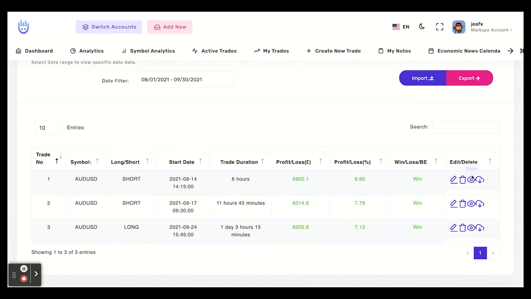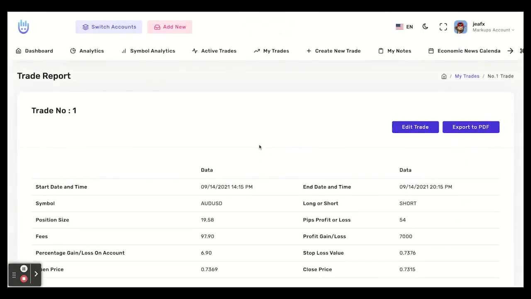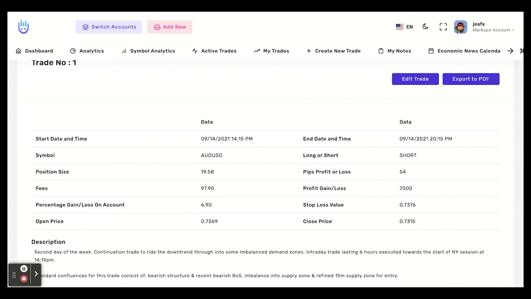What we can do from here is actually click on View, and that's going to take us to the trade, and then we have all of the information that we could possibly need. We have the start date and time, the end date and time, the symbol, whether it was long or short, the position size for our account, which we can work out using a position size calculator in the same way that we would if we were live trading. The fees, we can also work that out by working out, okay, brokers normally charge £5 per one lot, so we can times £5 by whatever size trade we have. The percentage gain of the trade along with the profit gain and the pips gain. And then we can also type in the stop loss value, the open price, and the close price, so we know exactly where we got in and out of the trade.